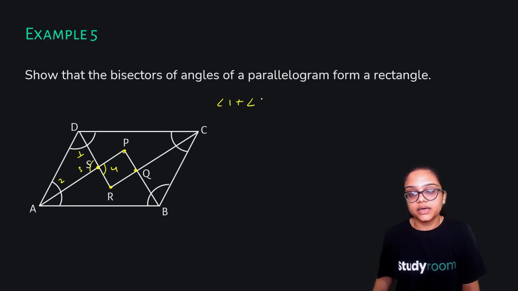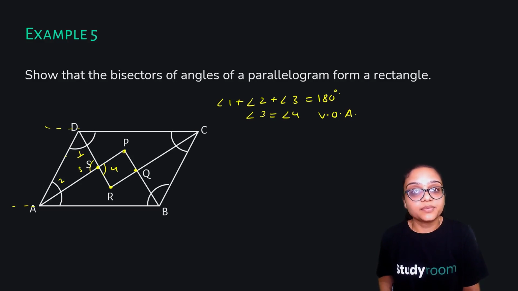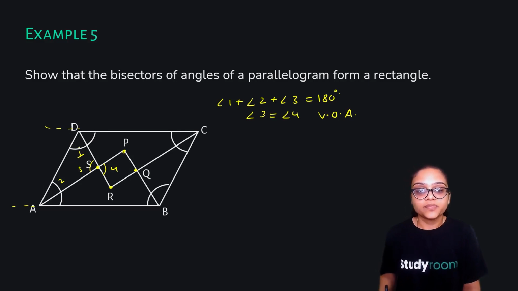We firstly know that angle 1 plus angle 2 plus angle 3 equals 180 degrees. I hope you know that, correct? And you also know that angle 3 is equal to angle 4, vertically opposite angles, correct? Now, just see, this whole angle is equal to this whole angle. Are they equal? No. I was just bringing your attention to the tables. They are not equal. They are bisectors. So this is equal to this and this is equal to this. But their sum is 180 degrees.